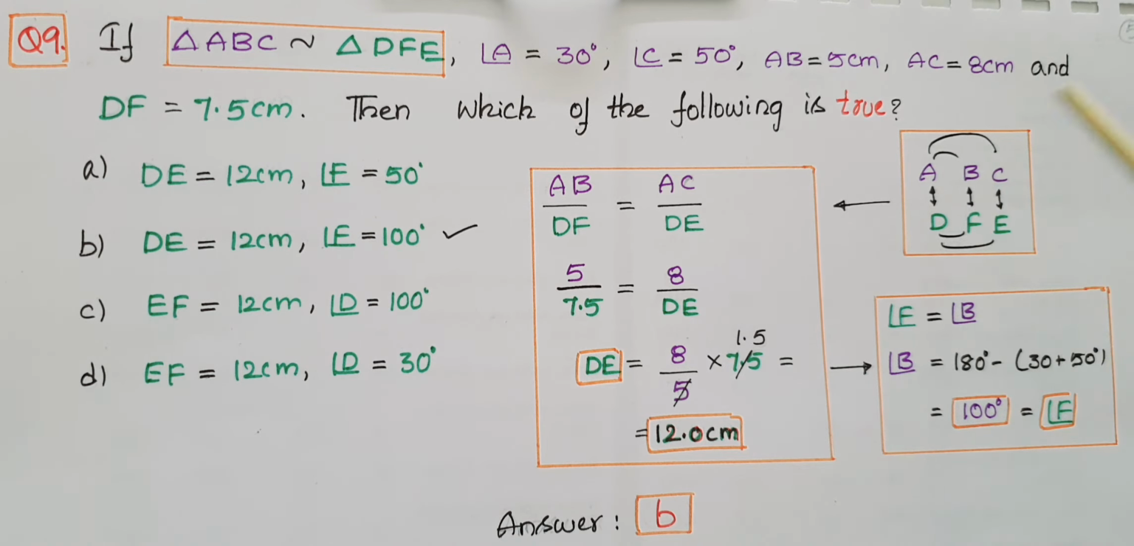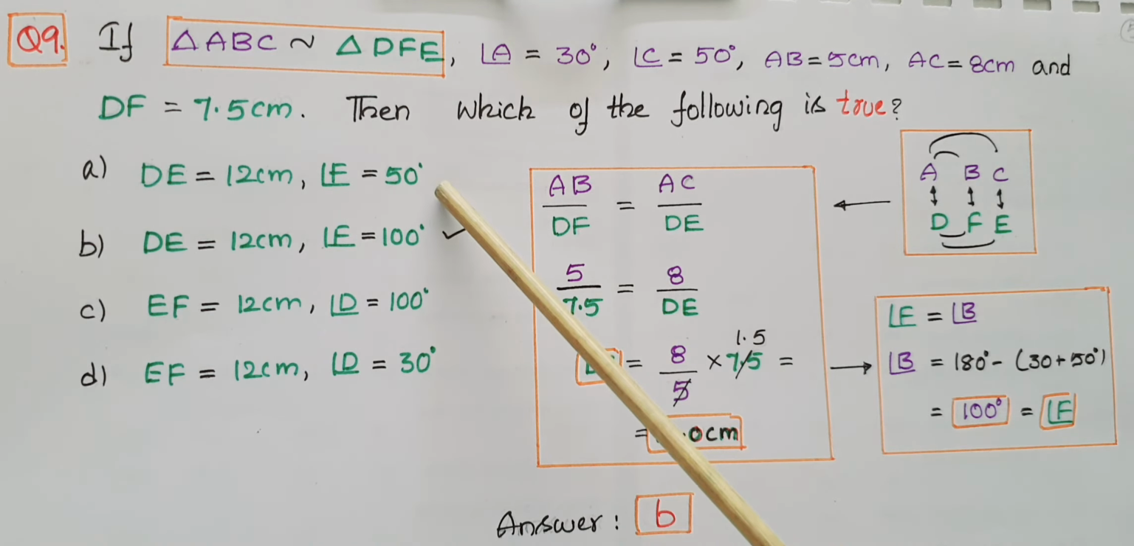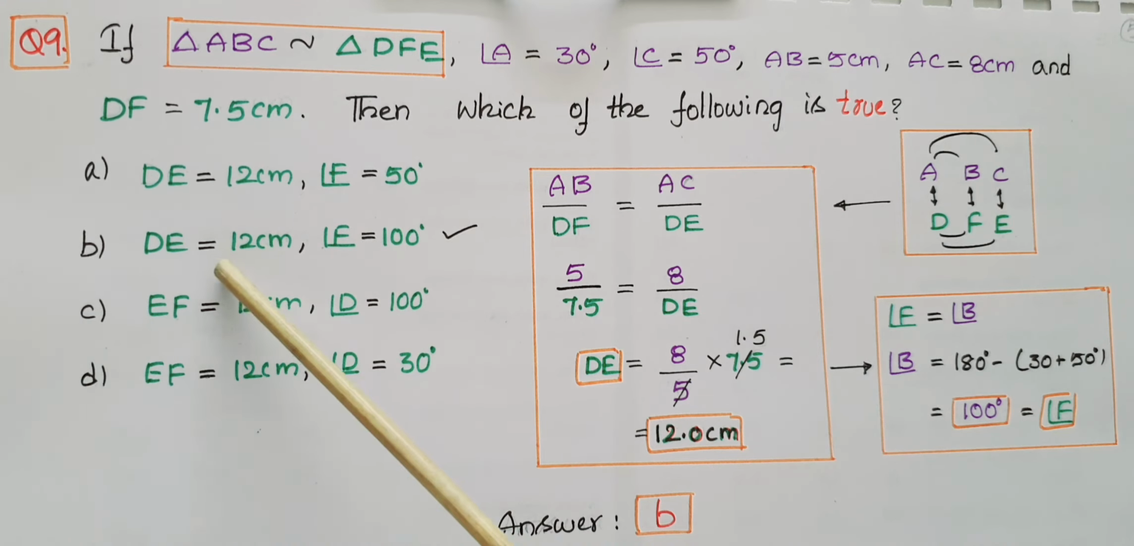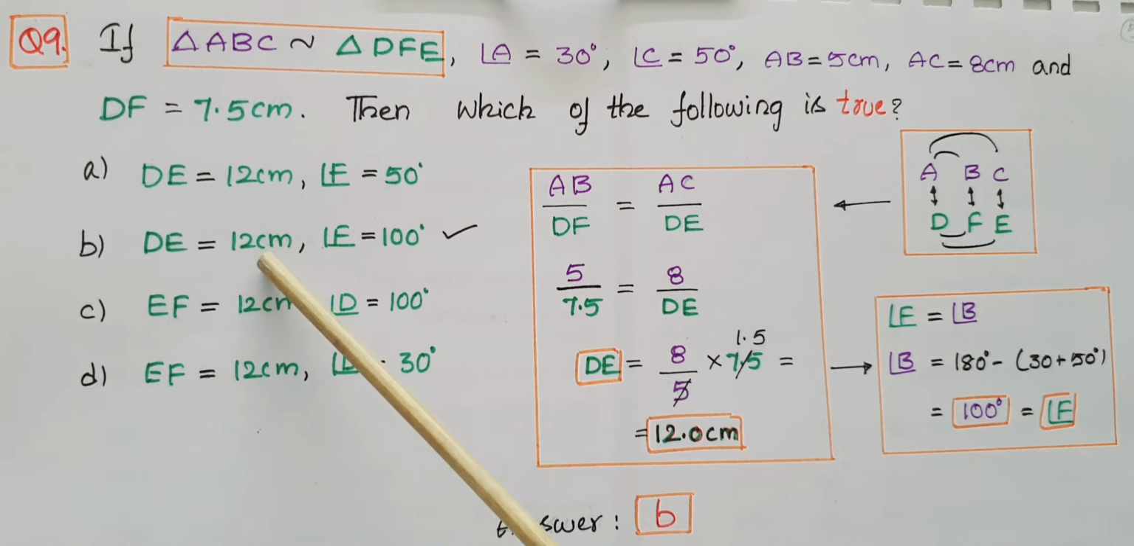By using this tip, angle B is equal to angle F. So angle F is equal to 100 degrees and DE is equal to 12 centimeters. Check here: angle F is 100 degrees, DE is equal to 12 centimeters, that is option B. So the answer here is B.